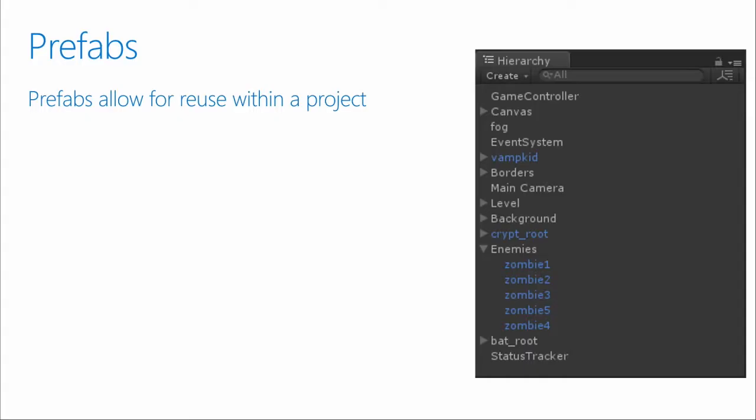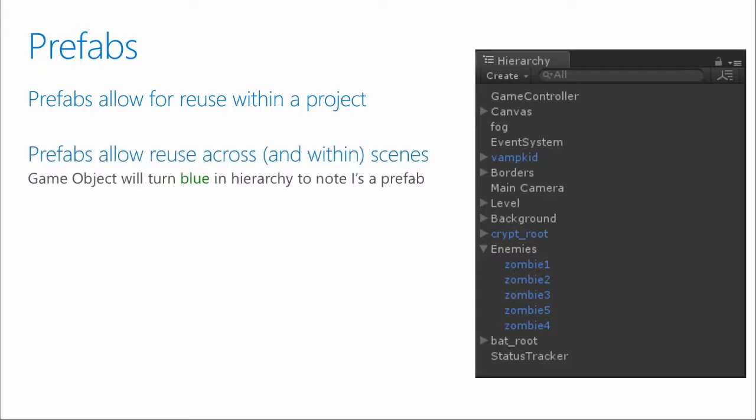Now, if you caught early on, I duplicated a cube. I just pressed Control D and duplicated the cube. That's not a prefab. I just happened to duplicate an object in my hierarchy. If I want to use a zombie across every scene in my project to reuse it, instead of copy and paste or drag and drop a bunch of times, I want a prefab. Prefabs allow reuse across and within all of your scenes.